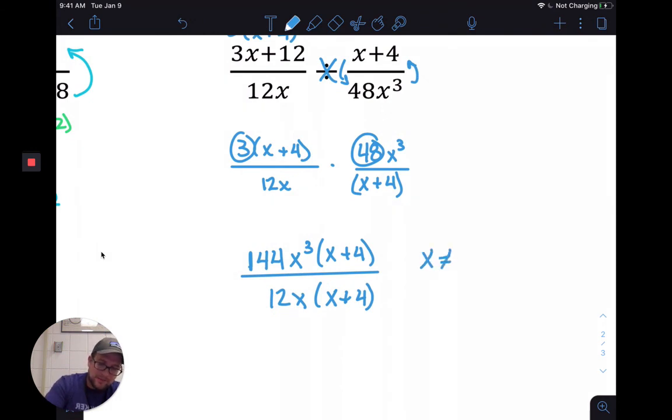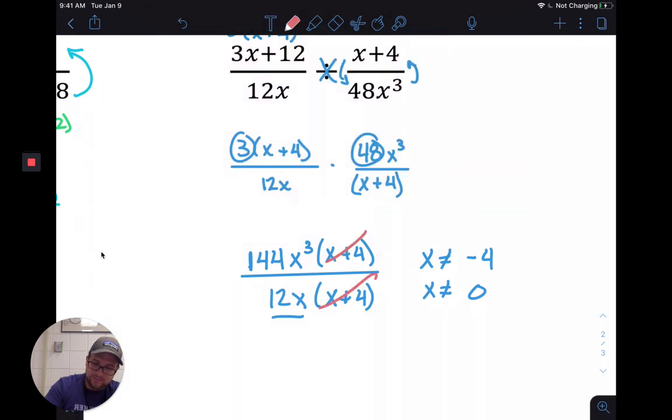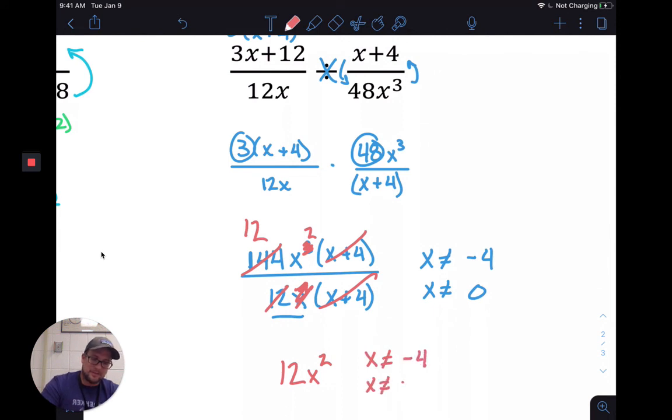X cannot be equal to a negative 4. X cannot be equal to 0. Now we can cancel and reduce. Cancel, cancel. 1x on the bottom, 3 up top. Who wins? Top does by 2. So this becomes a 2. This guy disappears. 12 goes into 144 12 times. So this is going to disappear. This will become a 12. So my final answer will be 12 x to the second. With the fact that x cannot be equal to negative 4 in this situation, and x cannot be equal to 0.